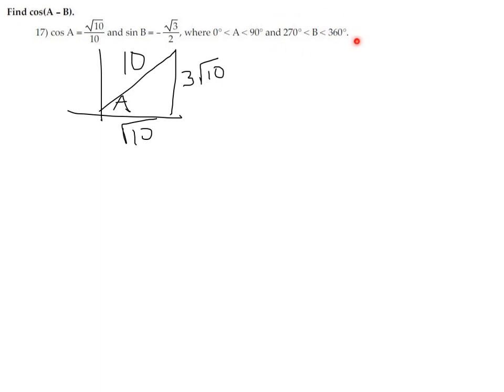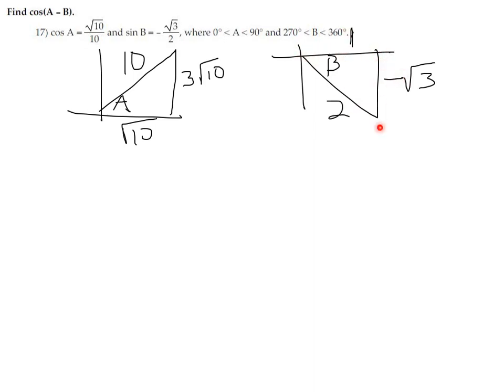They tell us B is between 270 and 360. That would put B in quadrant 4. So we set up a quadrant 4 triangle for B. Sine, opposite, negative square root of 3, hypotenuse 2. 2 squared is 4. Square root of 3 squared is 3, so 4 minus 3 is 1. Square root of 1 is 1. So that one works out to be 1. And sign check, right is positive, down is negative, hypotenuse always positive. Excellent. We have our triangles.